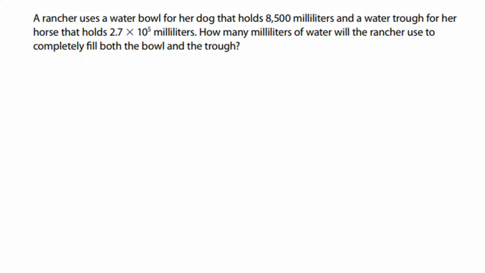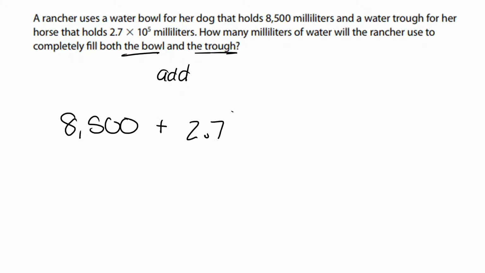A rancher uses a water bowl for her dog that holds 8,500 milliliters and a water trough for her horse that holds 2.7 times 10 to the 5th milliliters. How many milliliters of water will the rancher use to completely fill both the bowl and the trough? So if we're using the bowl and the trough, that means we are going to add them together. So we are going to add the 8,500 with the trough, 2.7 times 10 to the 5th. We type it in exactly in that format. 8,500 plus 2.7 times 10 raised to the 5th power.